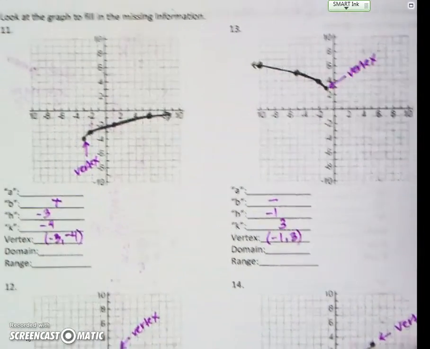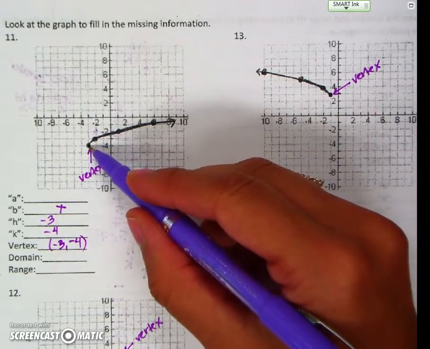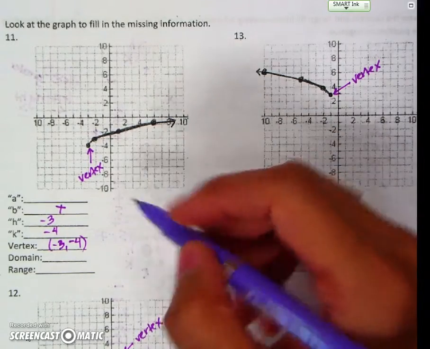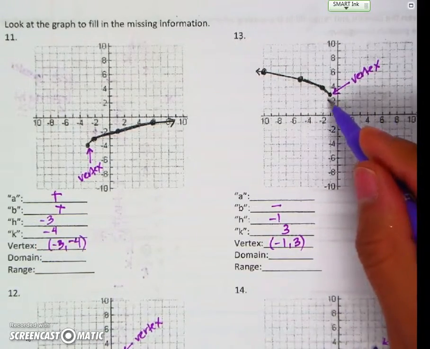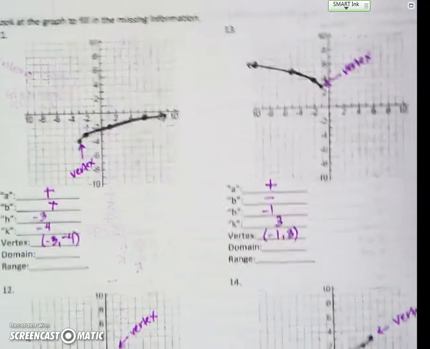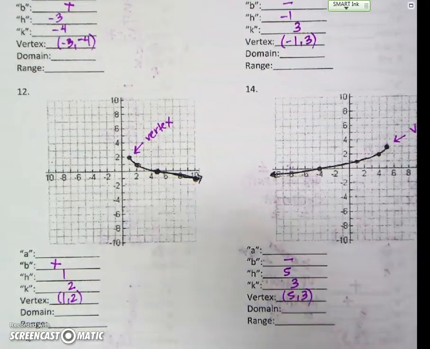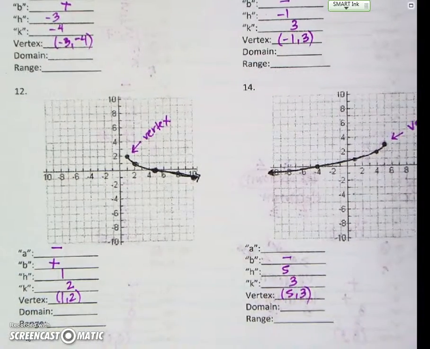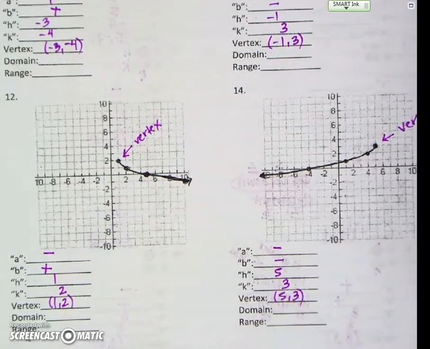Okay, let's turn to the back. Number 11, is my graph pointing up or is it pointing down? Up, so A is positive. Number 13, is it pointing up or down? So it's going to be positive. You guys tell me, should 12 be positive or negative? Negative. Good job. And 14 should be positive or negative? Negative.